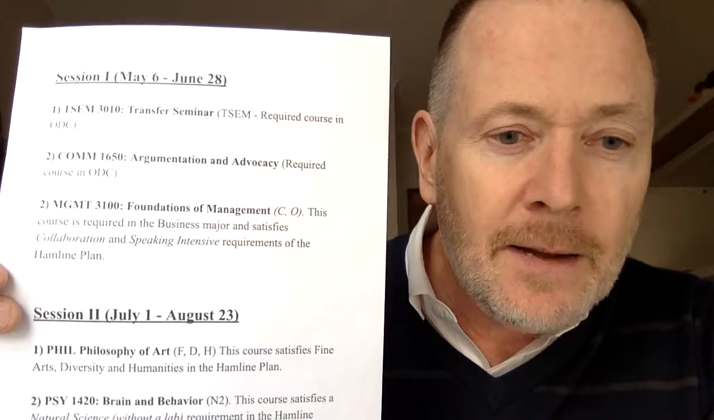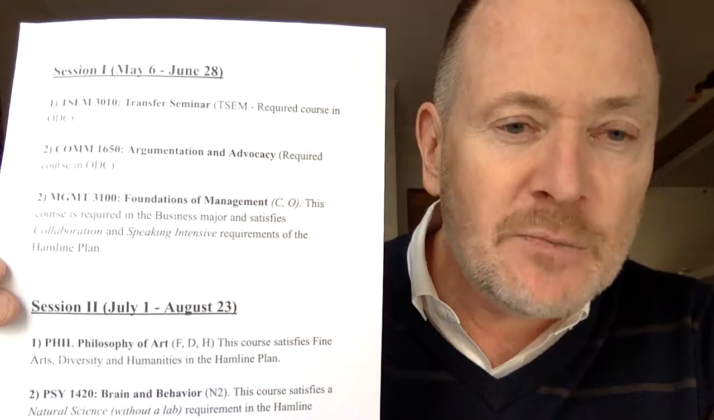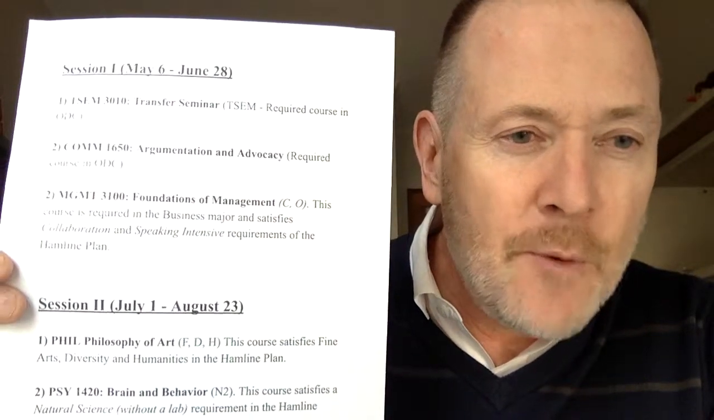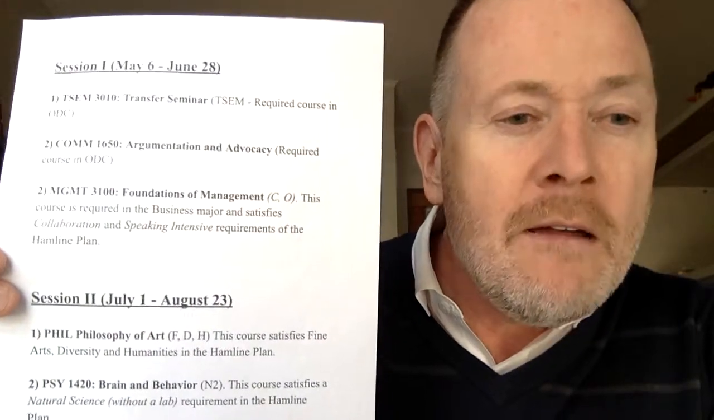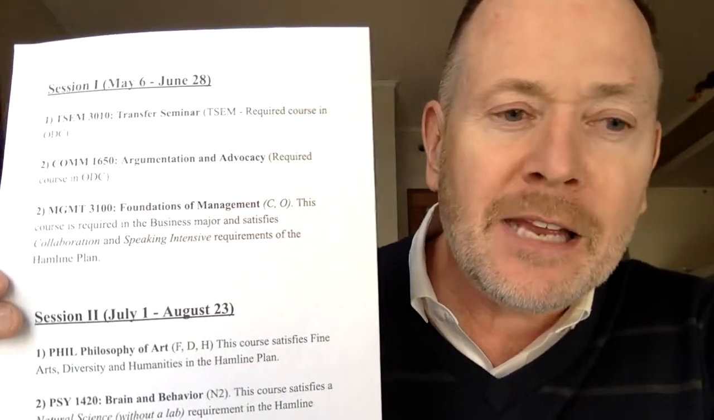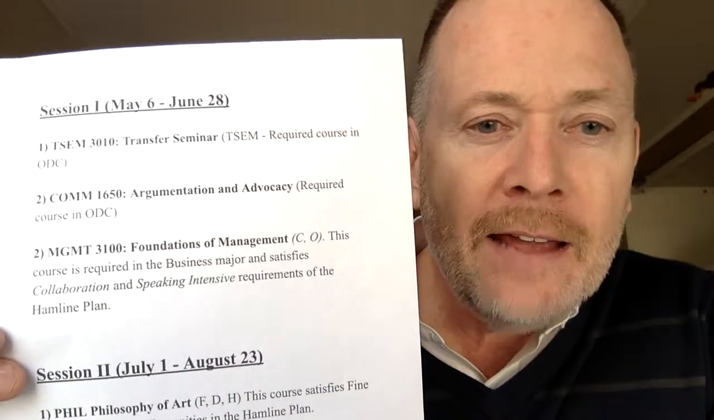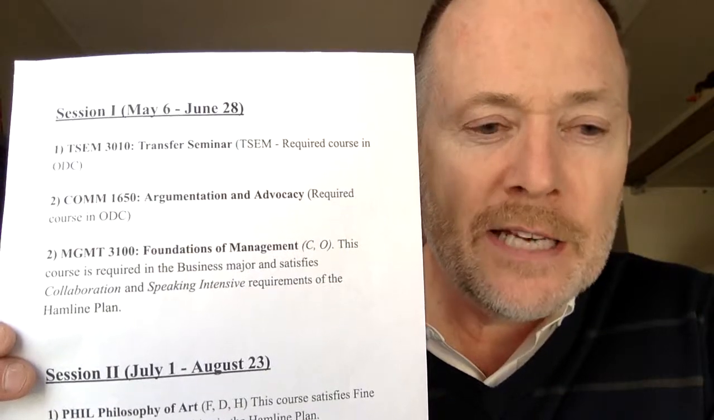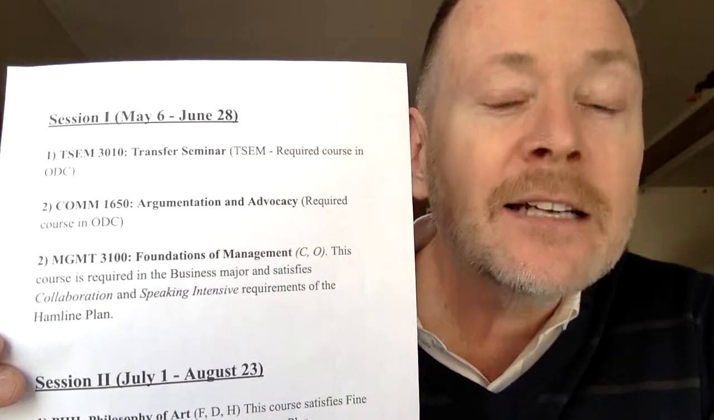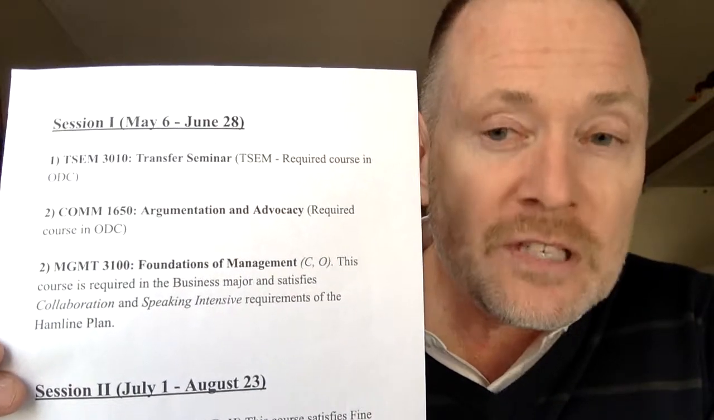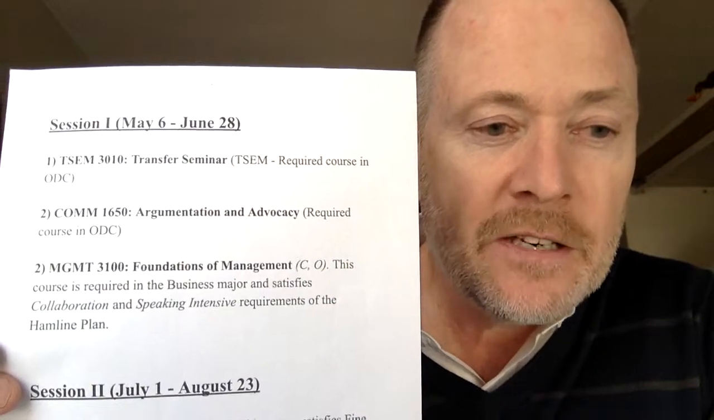And then the other one is Management 3100, Foundations of Management. Now you'll see in parentheses after that course, there's a C and an O. That means that course has the Hamline Plan letters of collaboration and speaking intensive. And for some of you that are psychology majors, I may be recommending that you take Management 3100 because this course fulfills those letters. And if you need one or both of those letters, this is a great way to do that.